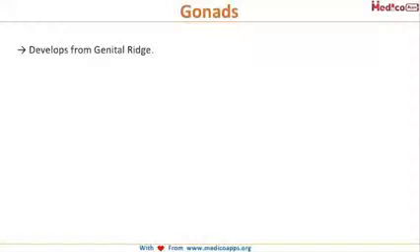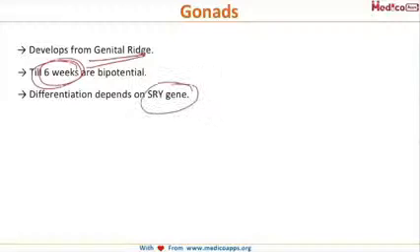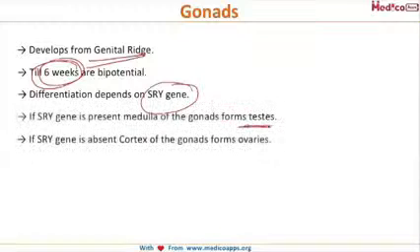Now, a few words about the gonads. These gonads, they develop from the genital ridge. We'll discuss embryology in detail later on, but here what you need to remember is these gonads develop from the genital ridge. They are bipotential till 6 weeks of gestation. And this we already know that the differentiation depends on the SRY gene. So if it is present, it will form a male, and so the testes have to be formed. And if it is absent, then the ovaries have to be formed.